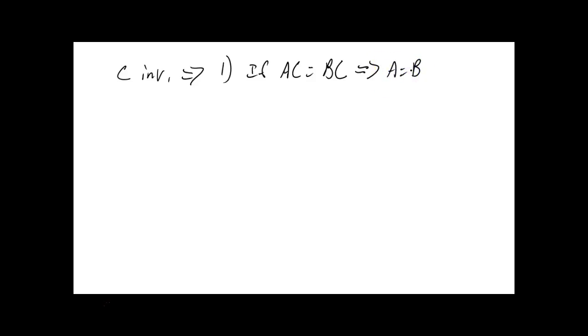All right. If C is an invertible matrix, then the following properties hold. Number one, if AC is equal to BC, then A is equal to B. This works because you've got the same matrix being multiplied on either side.